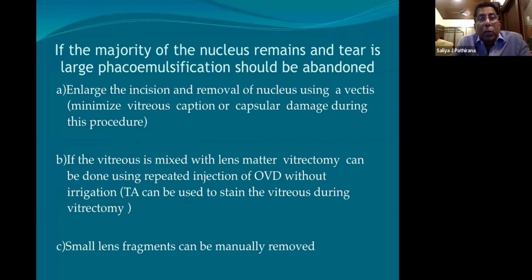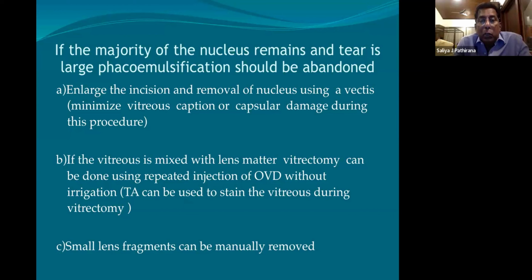Now, if the majority of the nucleus remains, I think you should stop the phacoemulsification. What you can do is enlarge the incision and remove the nucleus fragments using a capsular forceps or vectis. Of course, vectis can cause a lot of damage. If you can use a forceps and slowly remove big fragments, it's much better. Of course, if the vitreous is mixed with lens matter, vitrectomy should be done.